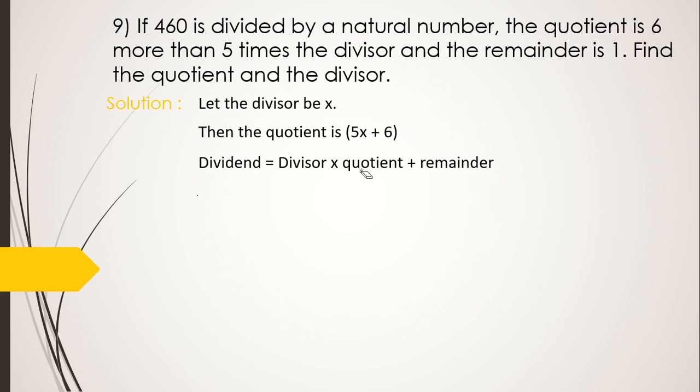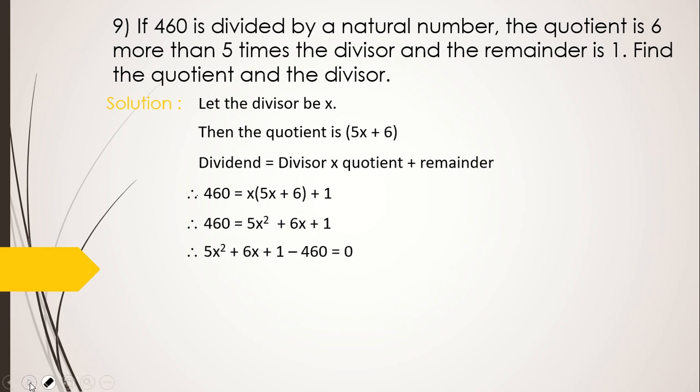This formula we have to learn: dividend is equal to divisor into quotient plus remainder. Just put it there. Dividend is 460. Divisor we have assumed x. Quotient is 5x plus 6 and plus 1. Now multiply this x inside the bracket. 5x square plus 6x.